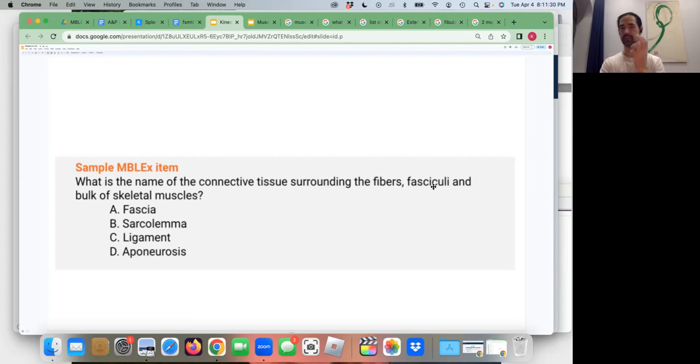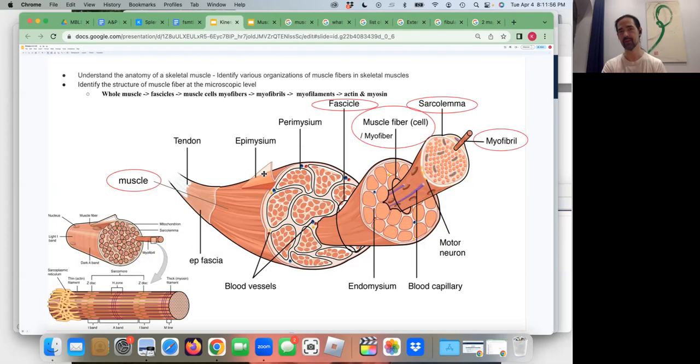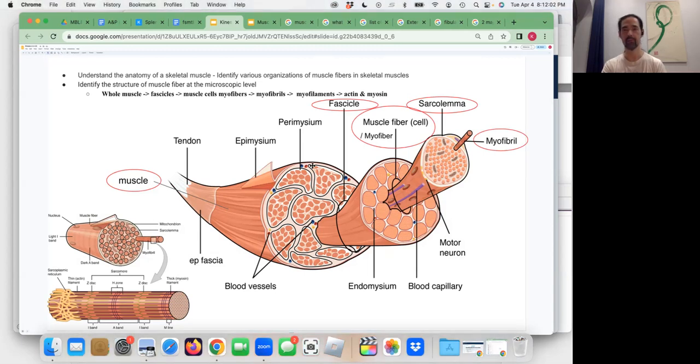Fasciculi is actually bundles of muscle fibers and nerves and veins and arteries. So it's more structures than just the fasciculi, right? It's fasciculi and innervation and vasculature, and the bulk of skeletal muscles. So what connective tissue also surrounds the bulk of skeletal muscles? The bulk of skeletal muscles is not surrounded by the sarcolemma. Sarcolemma only surrounds the myofiber. It does not surround the bulk of the muscle, and it does not surround the fascicle. They're not even talking about the fascicle, and if they are, they misspelled it.